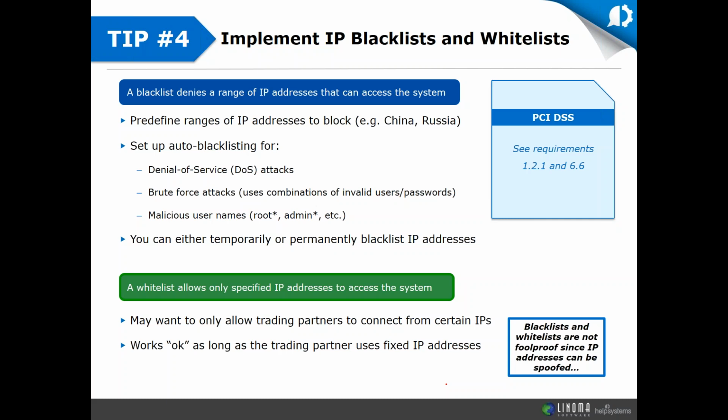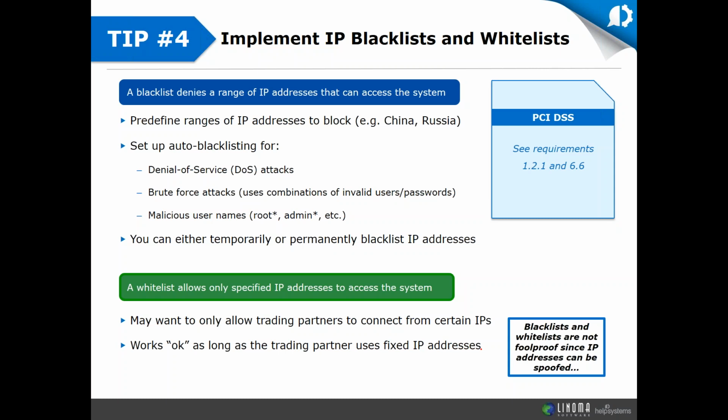Next tip is number 4. You should strongly consider using IP blacklists and whitelists in your FTP server. A blacklist defines the range of IPs that are denied access to the system. For instance, you may want to blacklist IP addresses for certain countries that are notorious for hackers, like China or Russia, unless, of course, you got trading partners in those regions.